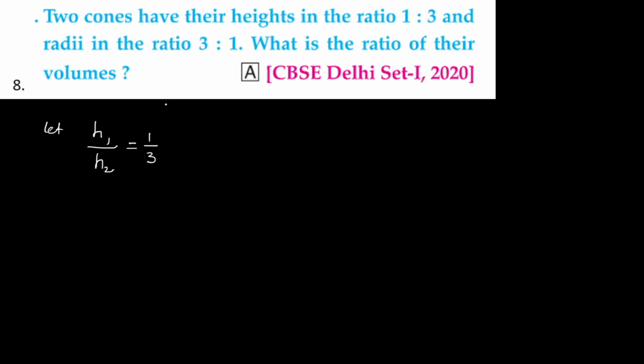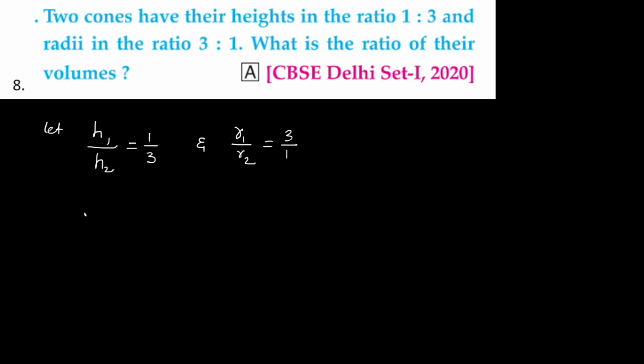It was very clearly given in the first line of the question that two cones have their heights in the ratio 1:3. That means height of the first cone by height of the second cone is equal to 1/3. In the same way, we have r1 by r2 in the ratio 3/1. Now we have to find the ratio of their volumes.